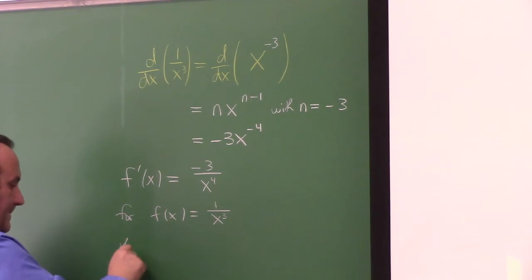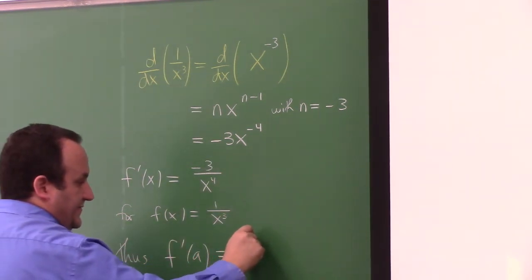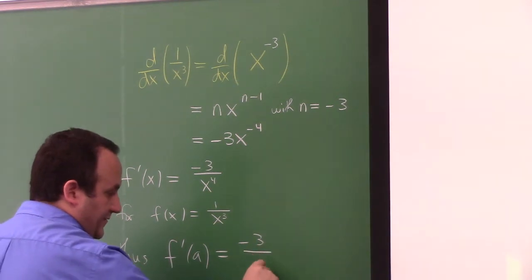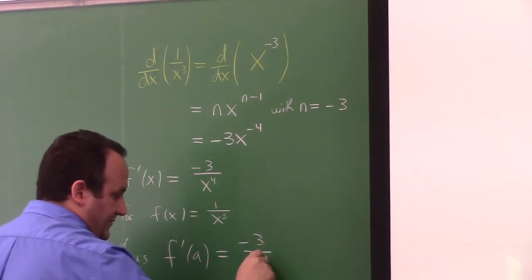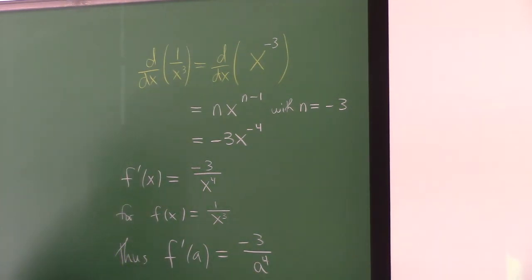Thus, f prime of a is minus 3 over a to the 4th. So if I don't make you do the difference quotient, the power rule is much, much easier.